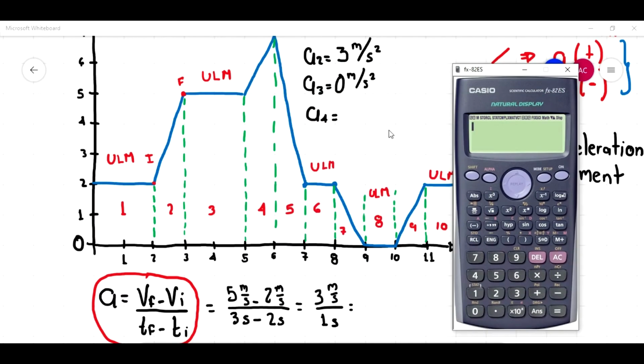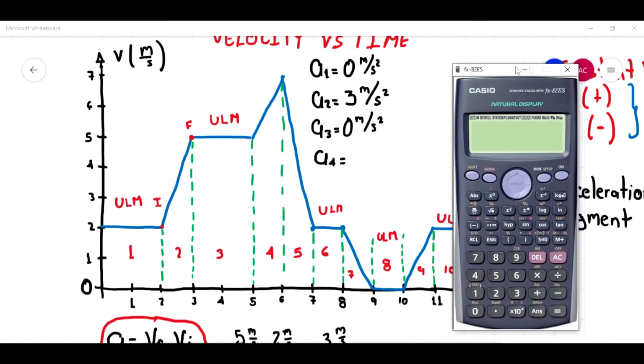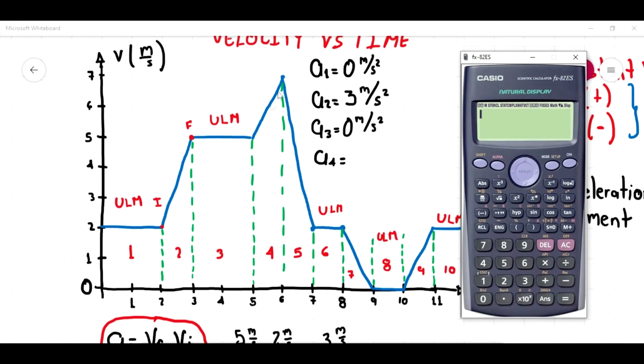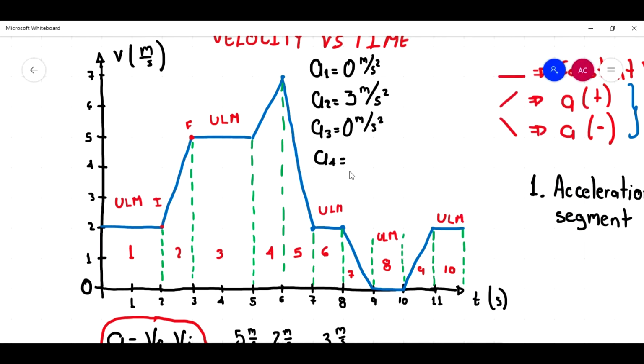so I don't have to write all the procedures. Segment number 4 is here, so the final point is 7. This is the final point, the velocity is 7 minus the initial point. This is the initial point of the segment number 4, that is 5, over the time. The time in the final point is 6 minus 5. This is the initial point, that is 5. This is 2 meters per second square. Okay, 2 meters per second square.